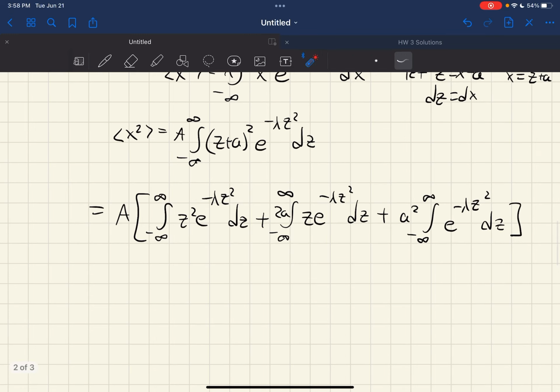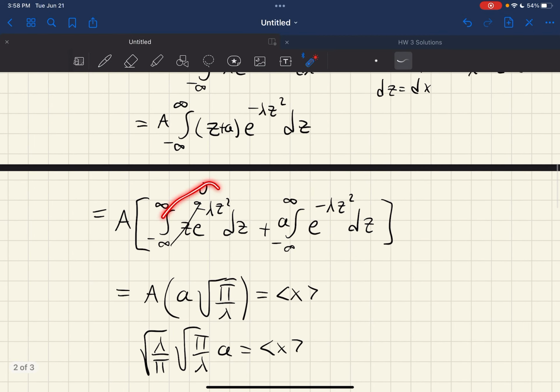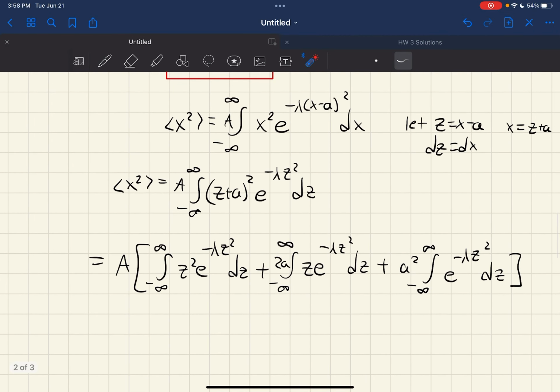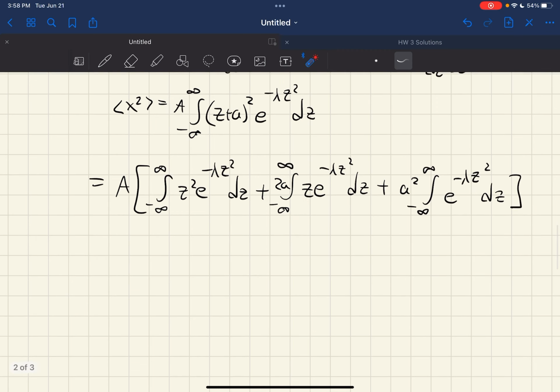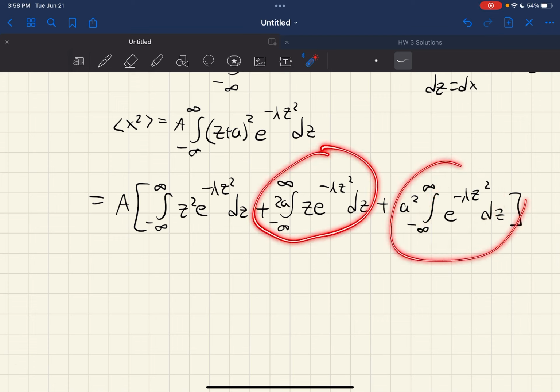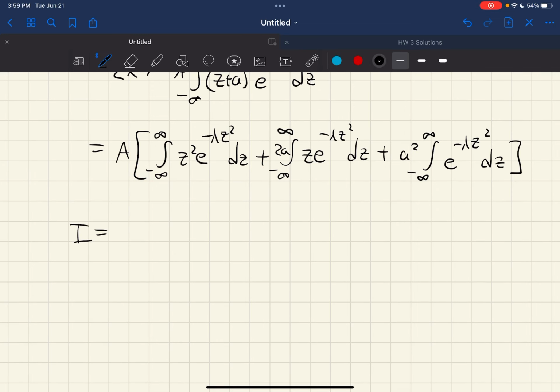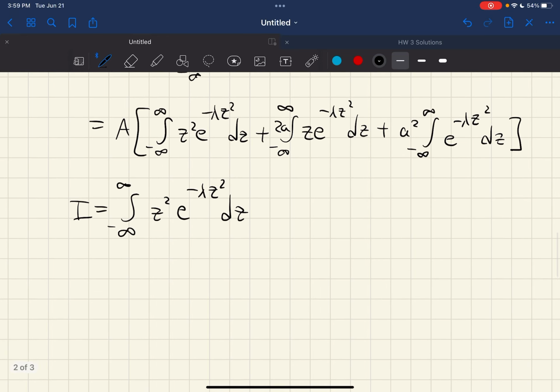And this integral right here is 0 for the same reasoning that the earlier integral was 0, because the integrand is odd and we're integrating over all space. And this integral, once again, we've done multiple times, it's root pi over lambda. So we've already found these two integrals just by observation, and all we need to calculate is this first integral, which I'm going to let be equal to I. It is the integral from negative infinity to infinity of z squared e to the minus lambda z squared dz. Now, we can actually solve this using Feynman's method.